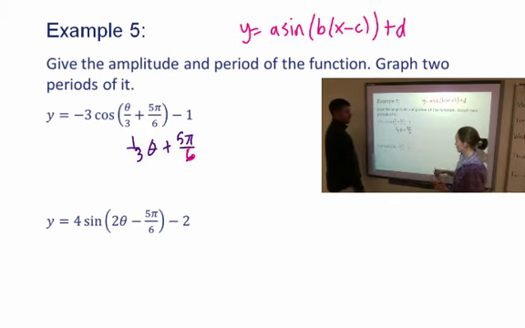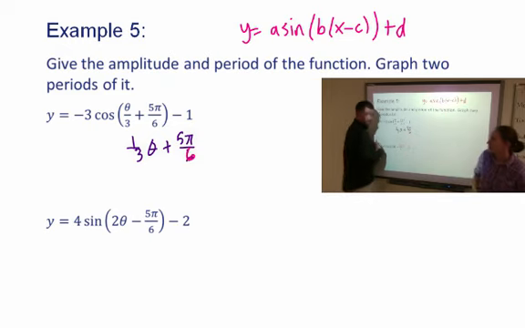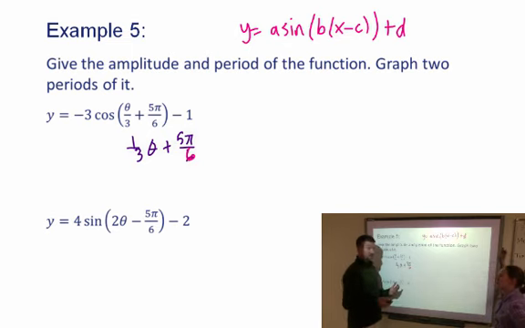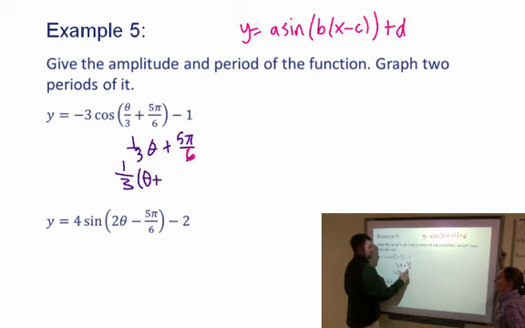Our phase shift here is not left 5 pi over 6. You've got to pull the 1/3 out first, because it doesn't fit this. So let's talk about how to do that. When you pull the 1/3, remember you're actually doing division. So when I pull that 1/3 out, I end up with my theta here, which now matches what I've got up there. But instead of 5 over 6, when you divide by 1/3, you're actually multiplying the denominator by 3. So this is going to be 5 pi over 18.